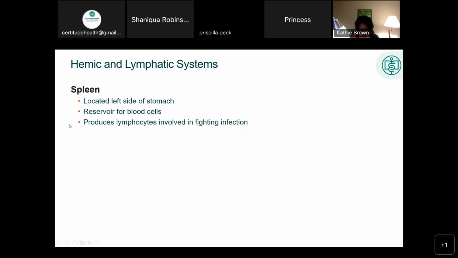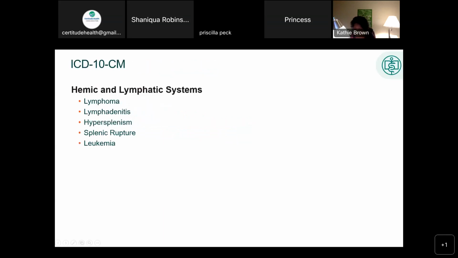The spleen is located on the left side of the stomach, is a reservoir for blood cells. It produces lymphocytes involved in fighting infection. The hemic and lymphatic systems have conditions that affect the body, such as this list: lymphoma, lymphadenitis, hypersplenism, splenic rupture, that's deadly, and then leukemia, which is very serious.